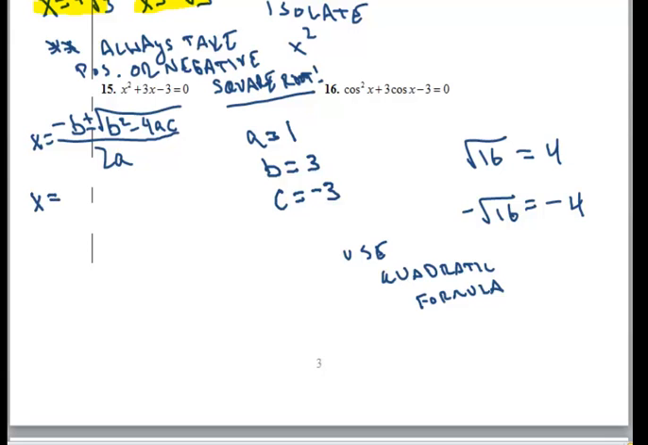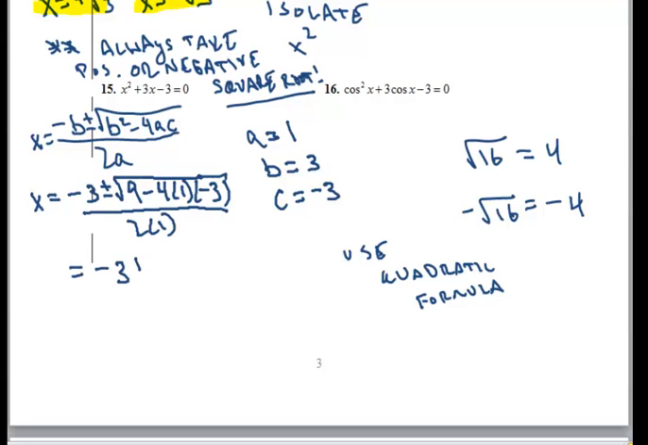So x equals, if b is 3, negative b, so negative 3, plus or minus the square root. And now I won't just enter it exactly. b squared is always going to be positive, so in this case b is 3, so b squared is 9. And then I have minus 4 times 1 times negative 3. And this is all over 2 times 1.